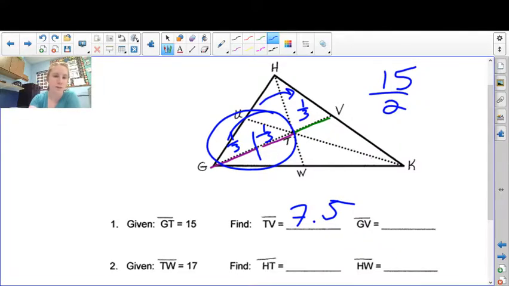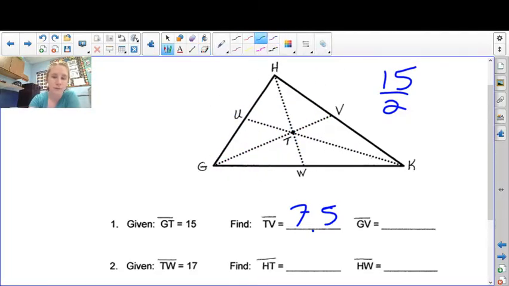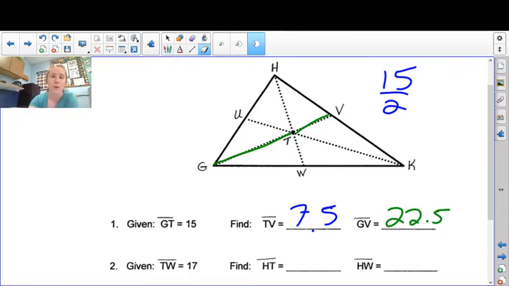So then to get to GV, oh, that's not what I wanted to do. To get to GV, I'm going to have to, unfortunately, erase all my pretty colors and take my 15 plus my 7.5, which gives me 22.5. That's what happens when you're not truly prepared. It's okay. I had to just go back and read a second. See, reading gives us answers.